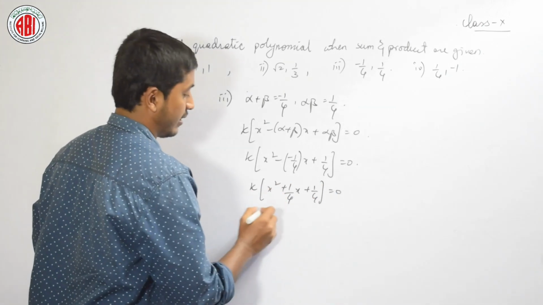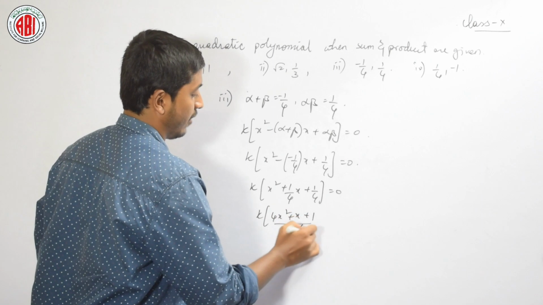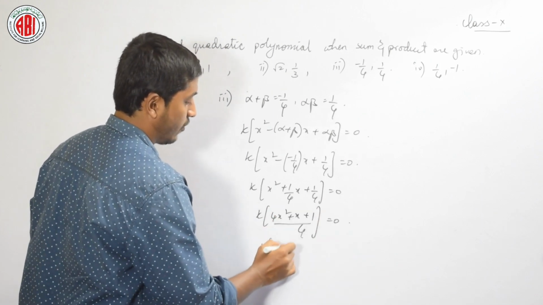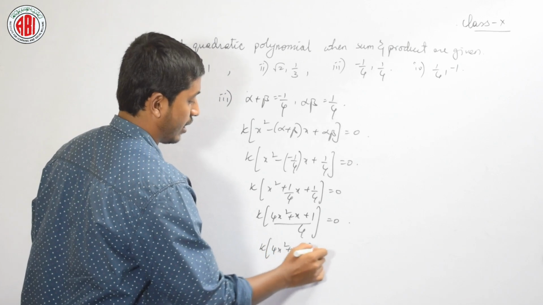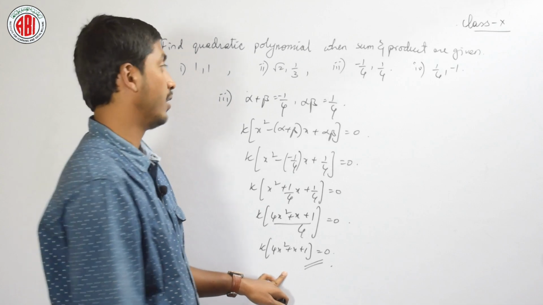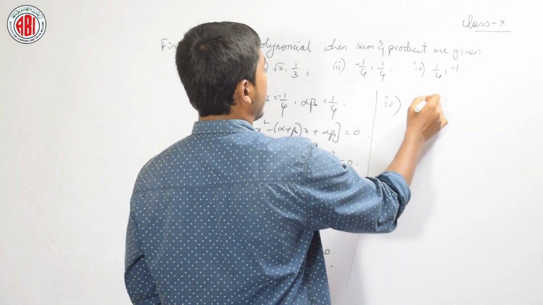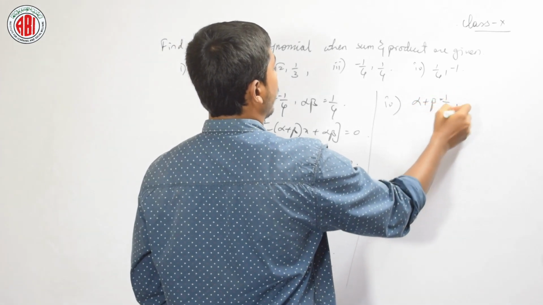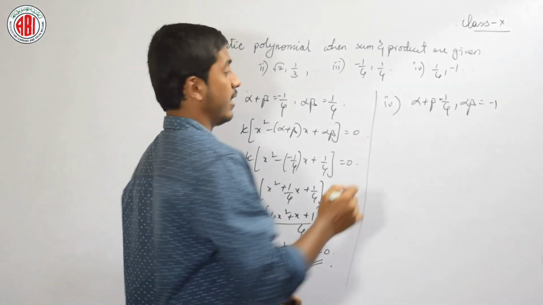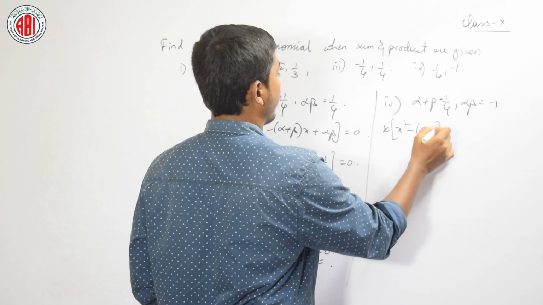If we take 4 as the LCM, it becomes 4x square plus x plus 1 whole divided by 4. If we write it, it becomes k into 4x square plus x plus 1 is equal to 0. This is a quadratic polynomial. Let us find it for the fourth question. What is the sum of roots here? It is 1 by 4. The product of roots is minus 1. Is it right? What is the equation? Don't forget to write the formula, right?